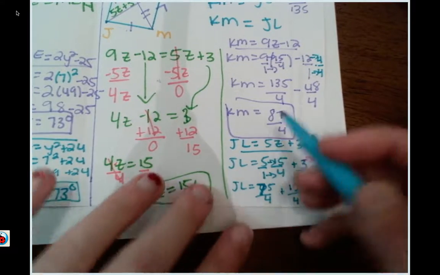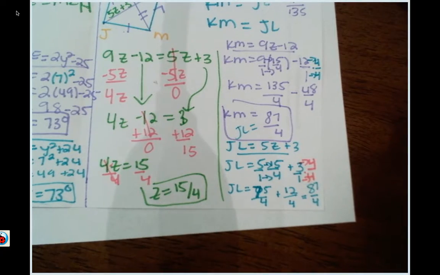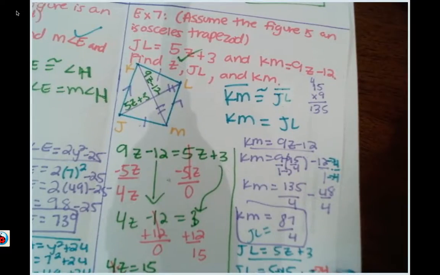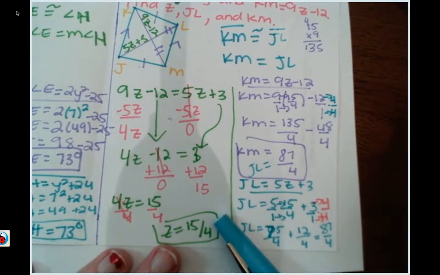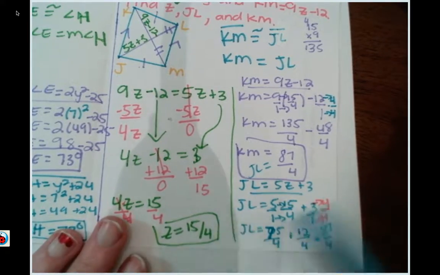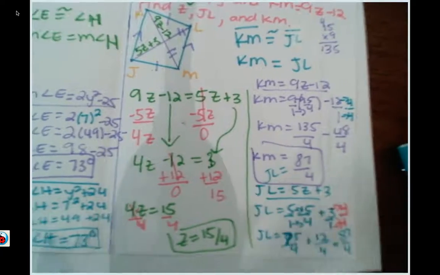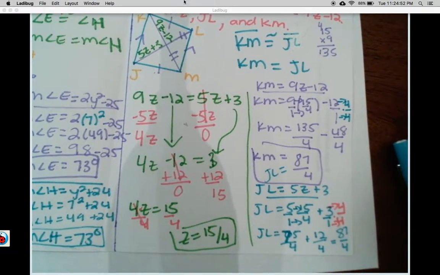So yay! So KM and JL will equal 87 over 4. Holy hot dog, you guys. We did an epic isosceles trapezoid problem that had a fraction in it, which fractions are our friends. Wasn't that awesome, you guys? I just love problems that have fractions. I hope you guys enjoyed the problem as much as I did, because I had so much fun.